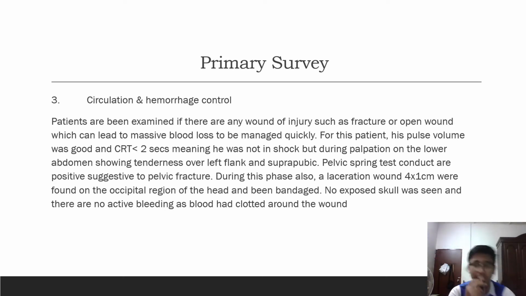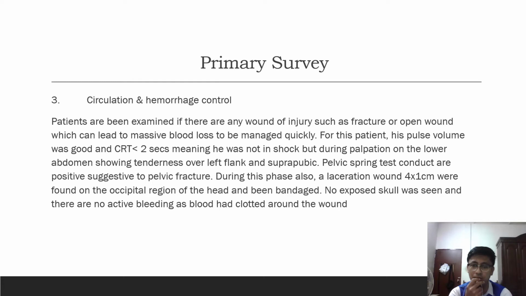Next, circulation and hemorrhage control. Patients are examined for any wound or injury such as fracture or open wound, which can lead to massive blood loss and must be managed quickly. For the patient, his pulse volume was good and CRT less than 2 seconds, meaning he was not in shock, but palpation of the lower abdomen showed tenderness over the left flank and suprapubic. Pelvic spring test conducted was positive, suggestive of pelvic fracture.